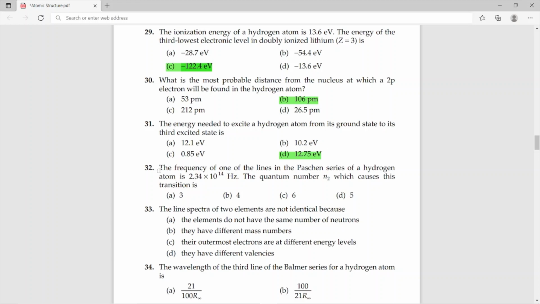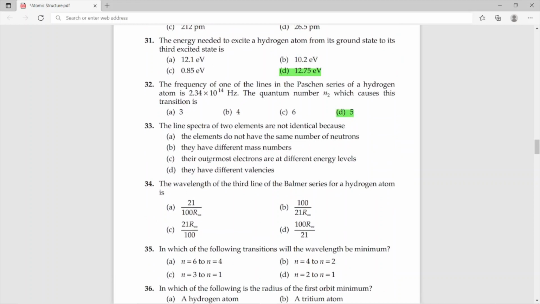32nd question is, the frequency of one of the lines in the Paschen series of hydrogen atom is 2.34 × 10^14 hertz. The quantum number n2 which causes the transition should be, so what is the level of transition for the Paschen series? We know the Lyman, Balmer, Paschen, Brackett, Pfund series for hydrogen atom. So for the Paschen series, what will be the n2 value for this one? So the right answer should be D, that is n2 will be 5.